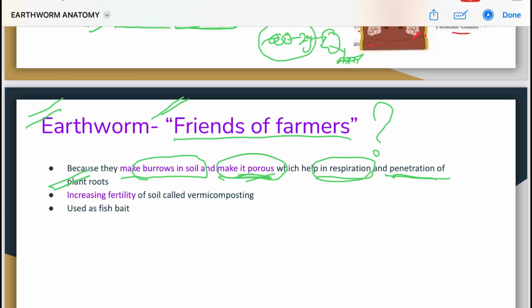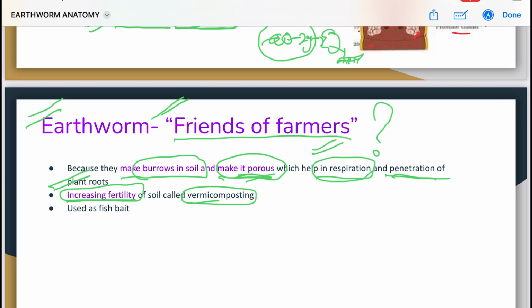So basically the earthworm makes the soil so easy that plants can grow very healthy, easily spread their roots, and also respire. Due to the porous soil, the fertility of the soil increases. That process is called vermicomposting.